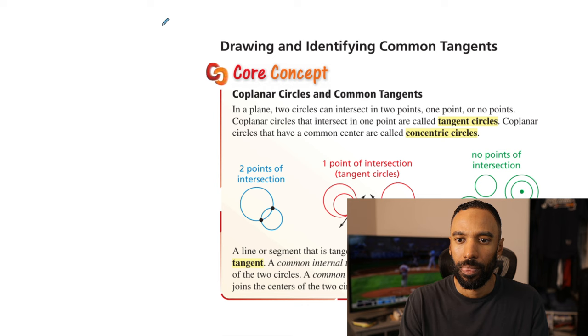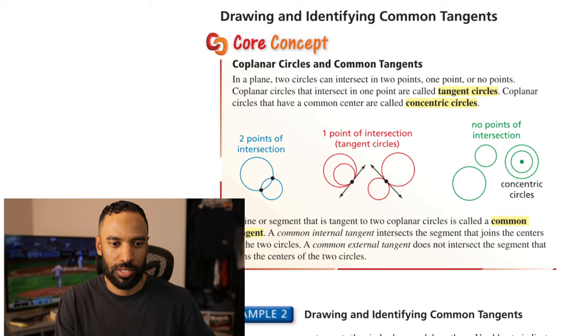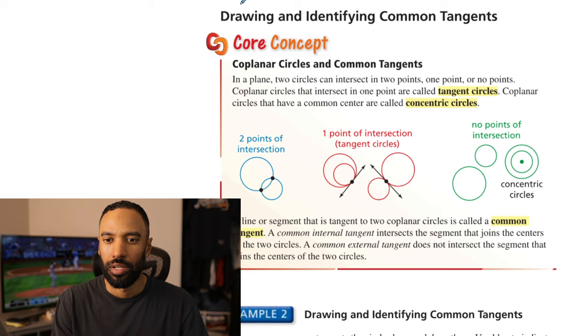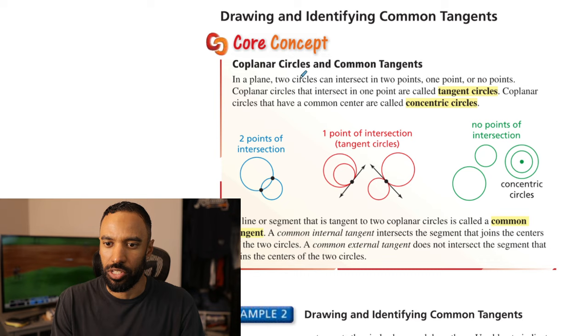Moving forward, we have coplanar circles and common tangents. Let's move forward. I know I'm just hitting the lecture stuff. I kind of want to go more quickly than I am. In a plane, coplanar circles and common tangents. In a plane, two circles can intersect in 2 points, 1 point, or no points.